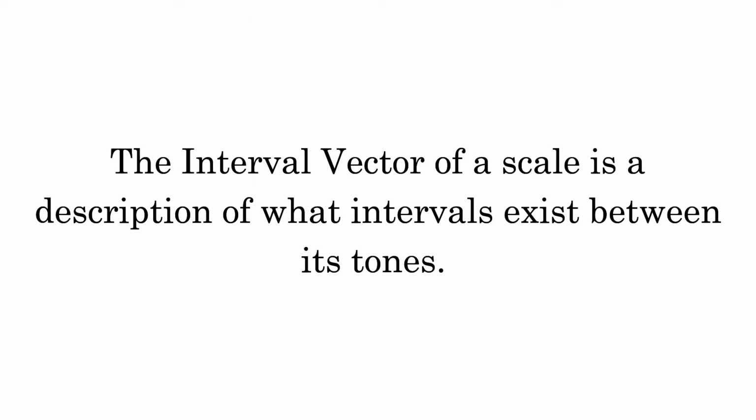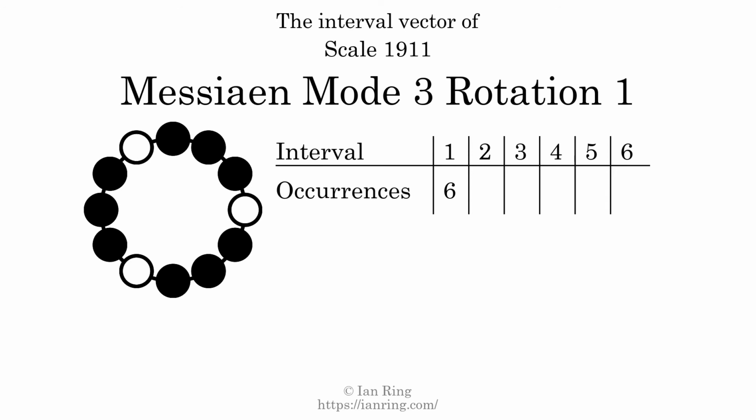The interval vector of a scale is a description of what intervals exist between its tones. There are 6 intervals with the size of 1 semitone. They are here, here, here, here, here, and here. There are 6 intervals with the size of 2 semitones. They are here, here, here, here, here, and here. There are 6 intervals with the size of 3 semitones. They are here, here, here, here, here, and here.